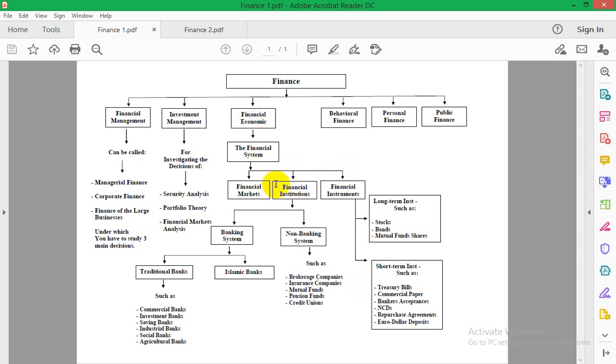So up to now, we have finished talking about financial management or managerial finance. We have finished talking about investment management, and we also have finished talking about financial economics. Okay, and now let's move to another topic of finance, which is called behavioral finance. What is the meaning of behavioral finance? Do you think the way you think, the way you play, the way you talk, the way you deal with others can't affect your financial decision making process?